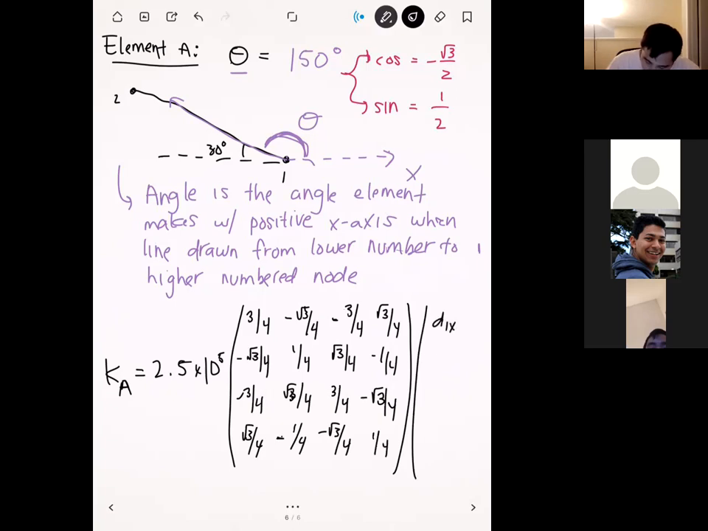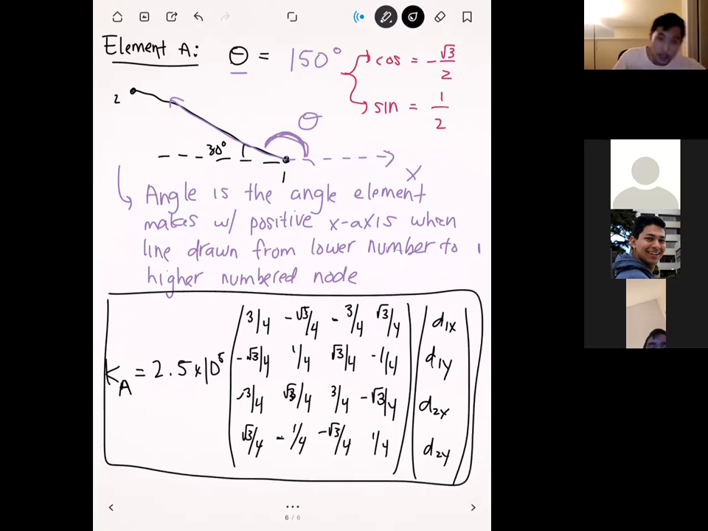And then, because eventually we're going to have to assemble this into our global stiffness system, let's write out which nodes these act on. Since this is acting on nodes 1 and 2, they're going to be the displacements x and y at nodes 1 and 2. So we have d1x, d1y, d2x, d2y. And so this right here is our element stiffness matrix for element A.